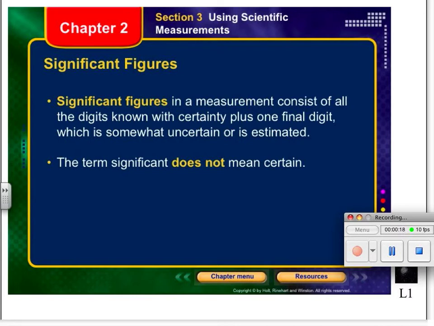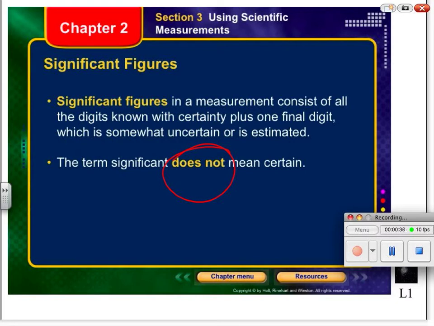Significant figures in a measurement consist of all the digits known with certainty, plus one final digit that isn't known for certain, which is somewhat uncertain or estimated. This term significant does not mean certain. It just means significant. All right?